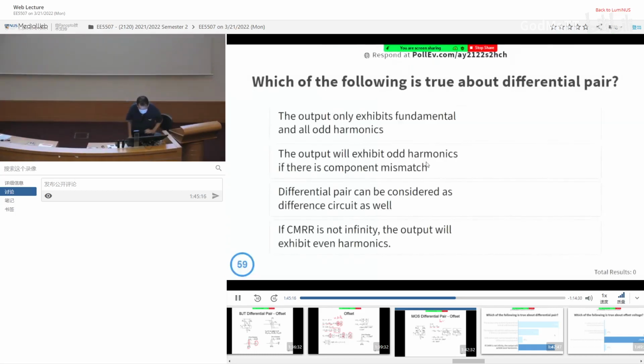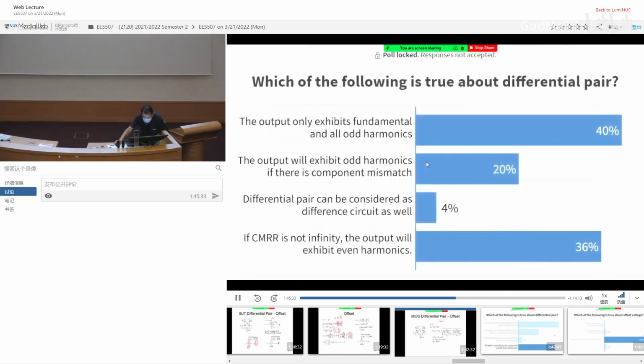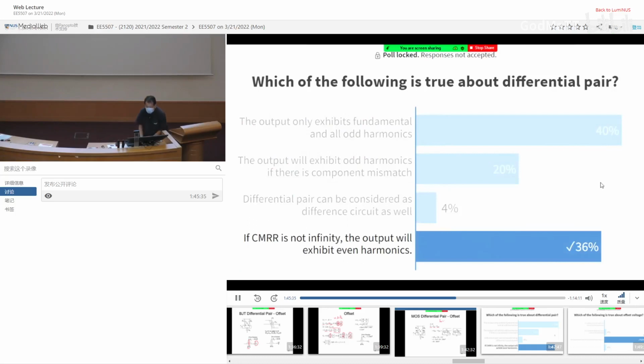Okay, which of the following is true about the differential pair? So we talked about the differential pair. Okay. Why is the first one wrong? Why is the first one wrong? The output only exhibits the fundamental and all odd harmonics.